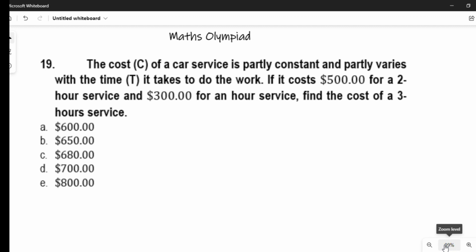Hello everyone, welcome to our maths class. This is a maths Olympiad question. And in our tutorial today, we are going to find the cost of a 3-hour service in this partial variation question.